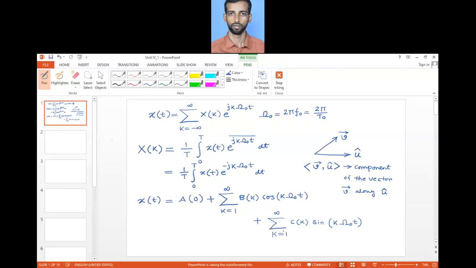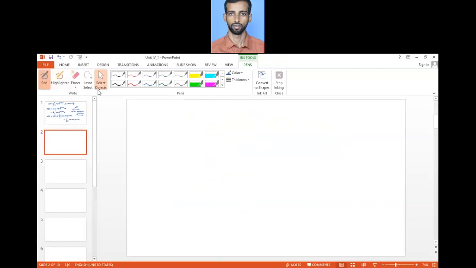So that is a kind of representation. Now the question is how can I find out these individual components, this A0, AK, BK and the CK over there. Now that is pretty easy. Finding out the value for A0 is not a very difficult job. Since it's a DC component, this A0 can be obtained if I put k equal to 0 in this particular expression.